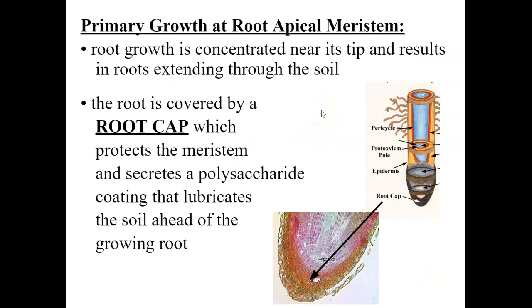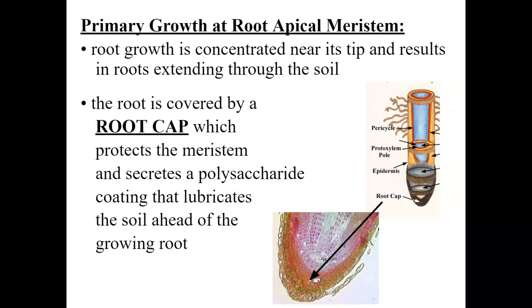Primary growth in the root system is concentrated near the tips of the roots. That's where the apical meristems will be. And this is going to cause the roots to move downwards into the soil. The tip of the root is going to be protected by a structure called a root cap.